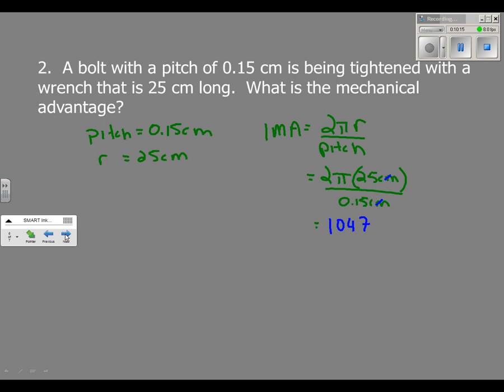Good luck. We're going to do a lab tomorrow on the ramp: mechanical advantage and percent efficiencies involving a ramp. Compare that to the efficiencies with a lever. And yeah, good luck.